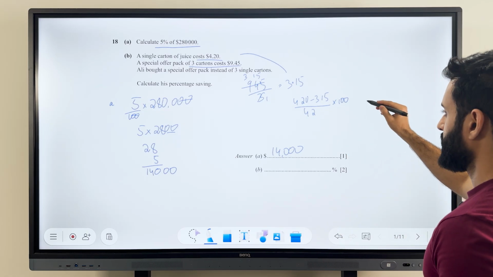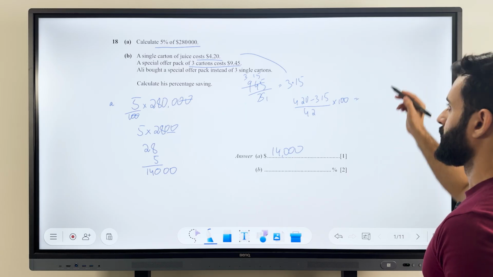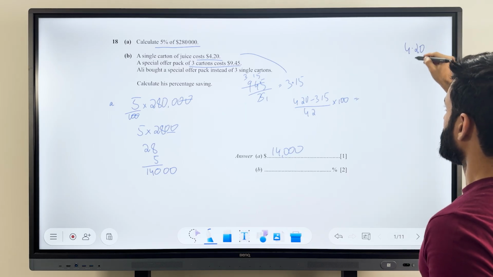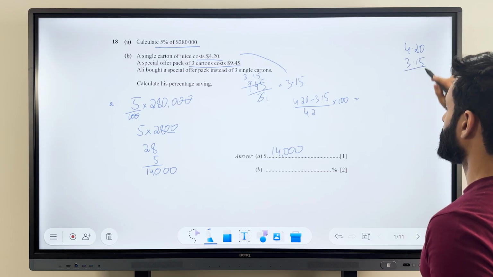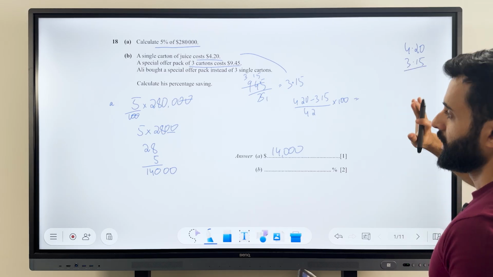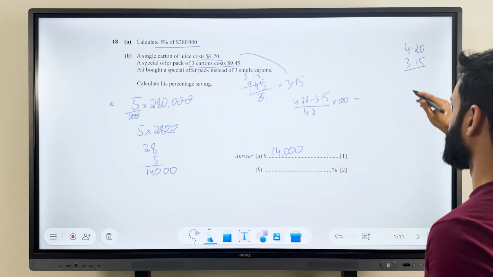So 4.2 minus 3.15, you can work this out mentally. If not, you're always welcome to actually work it out the way that you're comfortable. Okay, the idea is to do it the way that you're comfortable. There's no need to feel inferior if you can't work this out mentally.